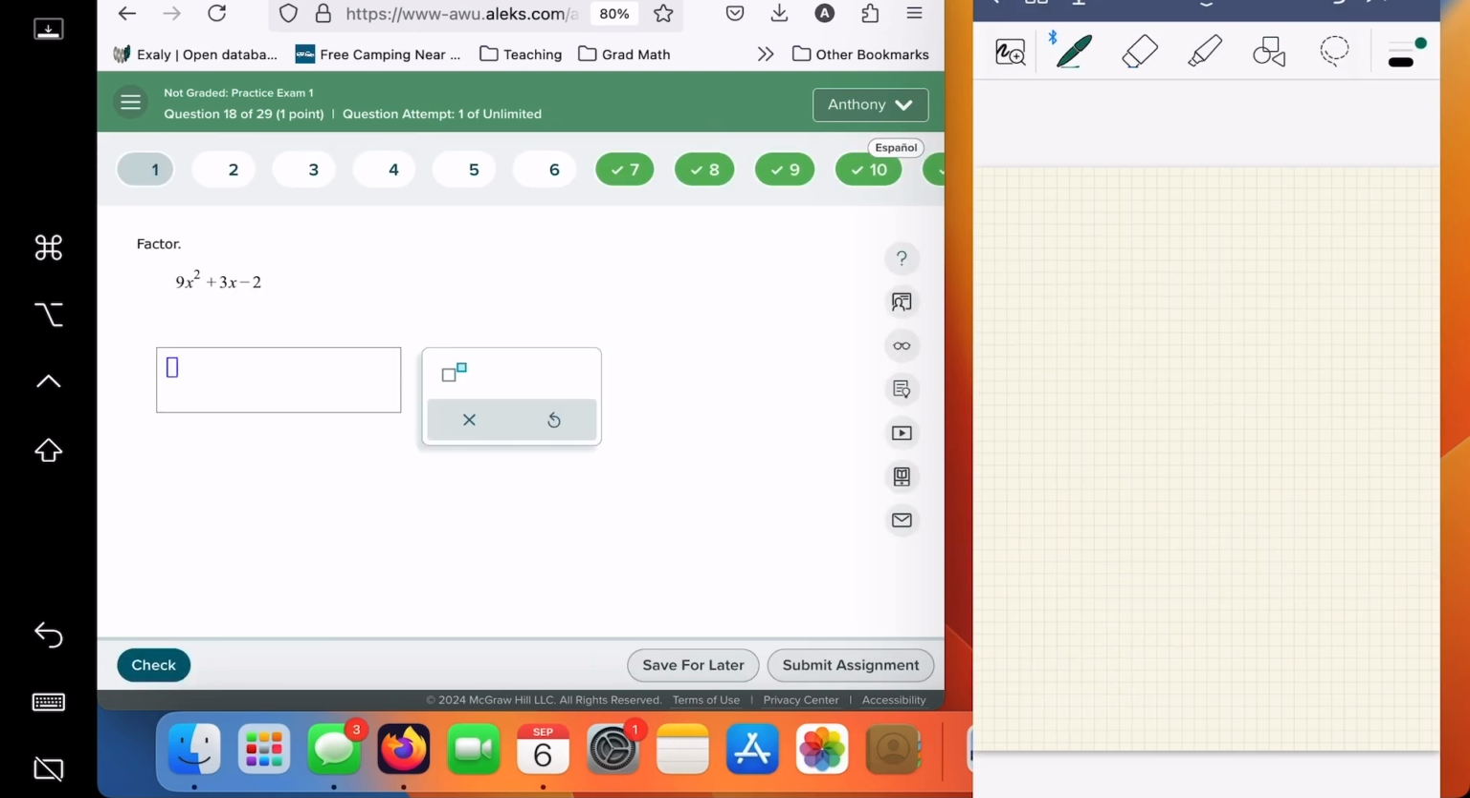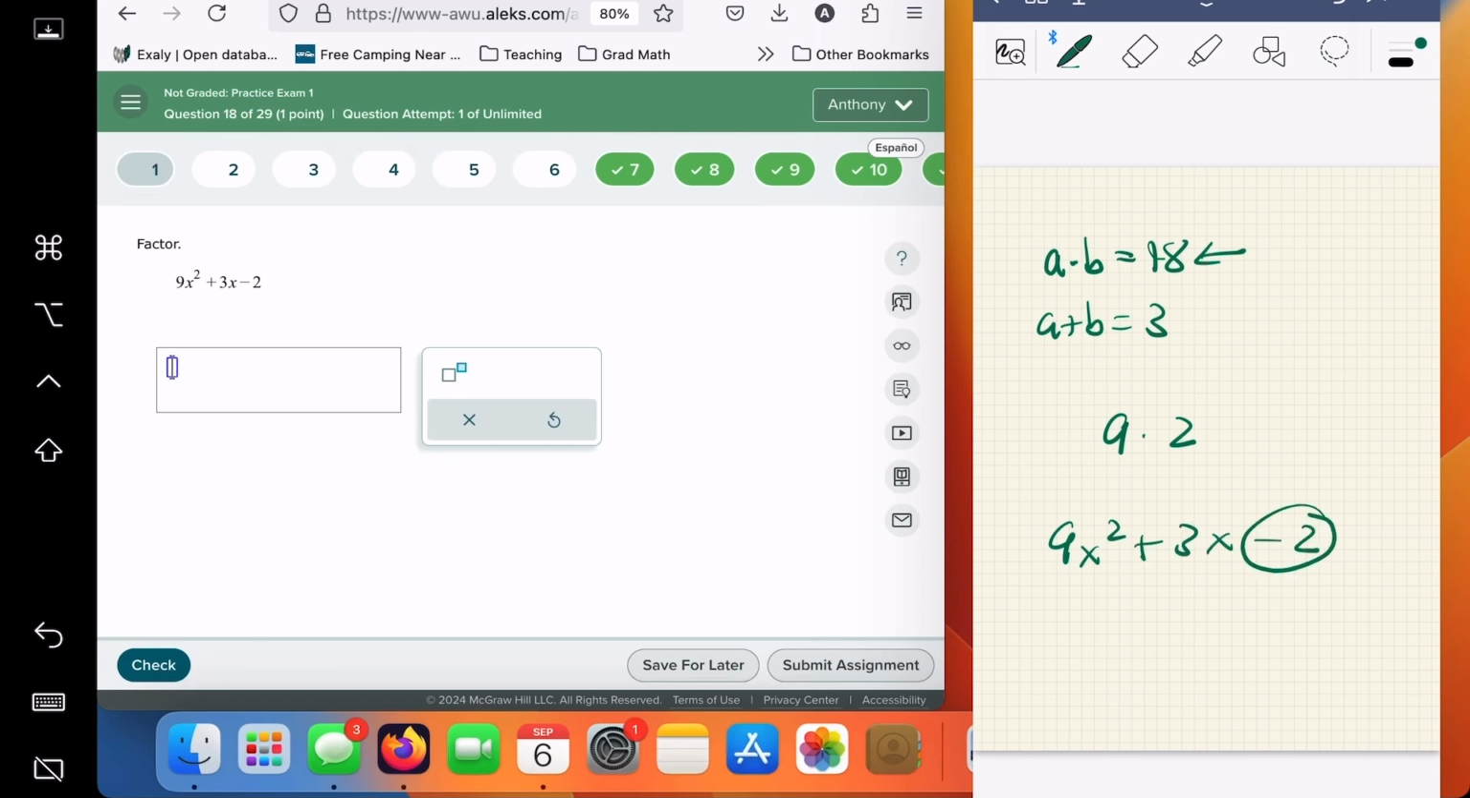Okay. Factor. All right, same idea. So a times b is equal to, I'm going to do 9 times 2, I get 18. All right, but then a plus b had better equal 3. Oh, I messed up. I wrote 18, and I said 9 times 2. But actually our polynomial is 9x squared plus 3x minus 2. And so we should use a negative 2, okay? So I actually want negative 18. There we go, much, much better.